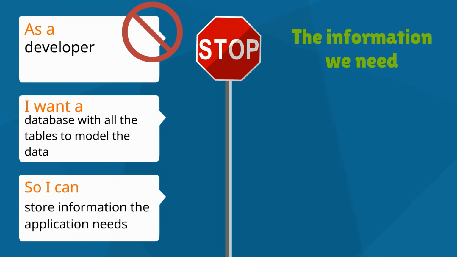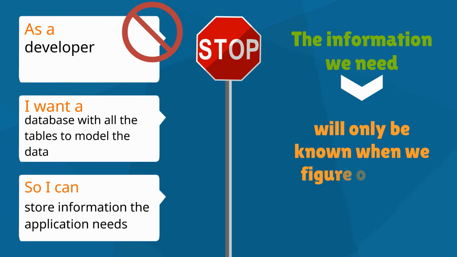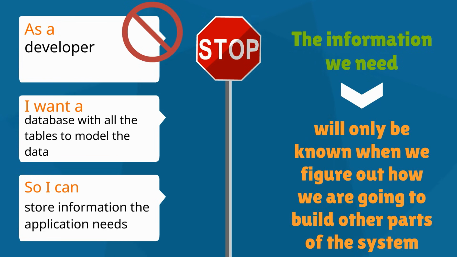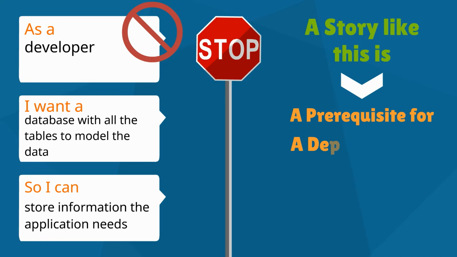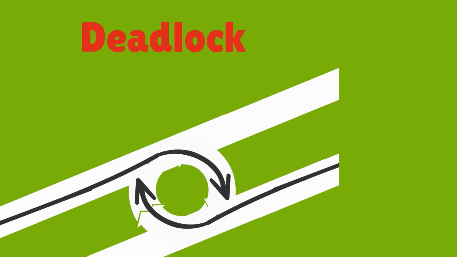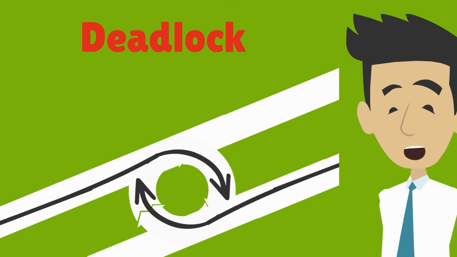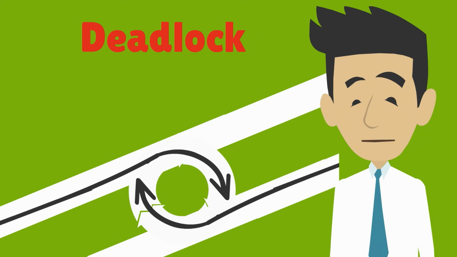Further, the information we need to acquire to complete this story will only be known when we've figured out how we are going to build the other parts of the system. So in effect, a story like this is both a prerequisite for and a dependency of every other story. When you have two things that both depend on the other being done first, you have a recipe for deadlock.